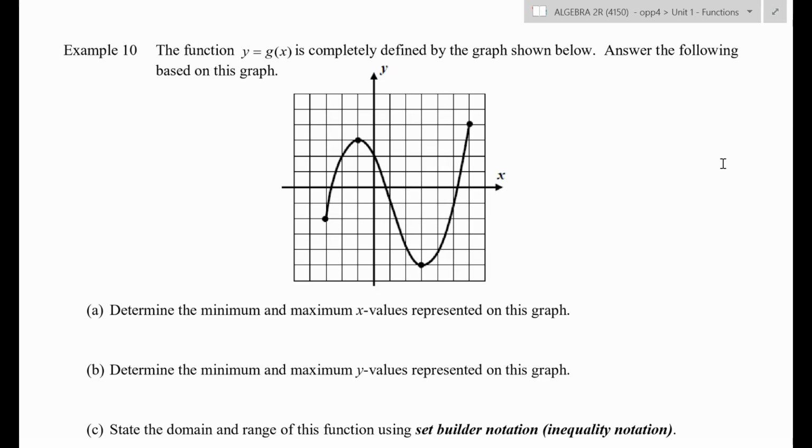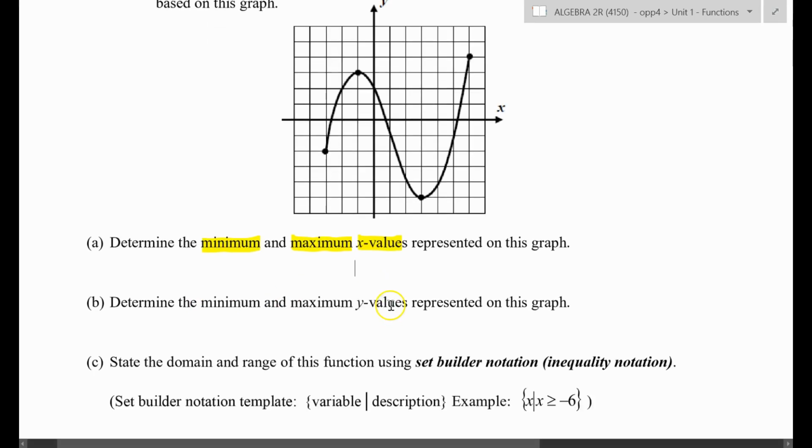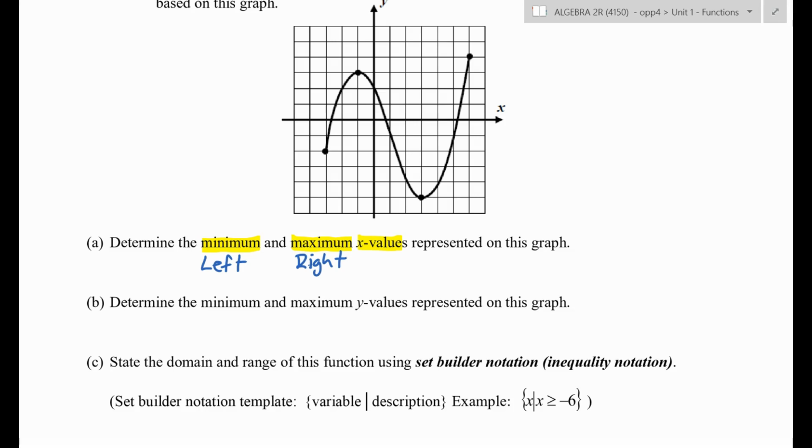So when I ask you about minimum x's and maximum x's, all I'm asking you for is the point furthest left and the point furthest right. What is the extreme left? What is the extreme right? Isn't that going to give me the domain?